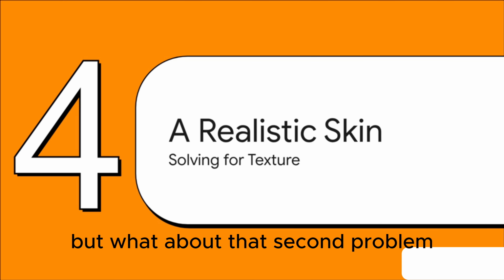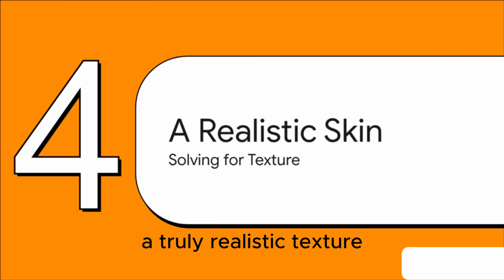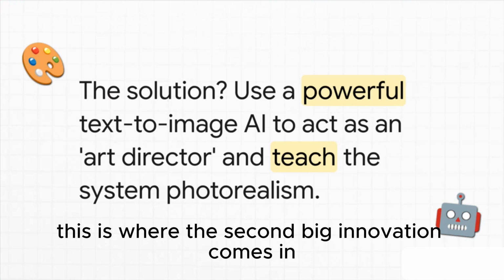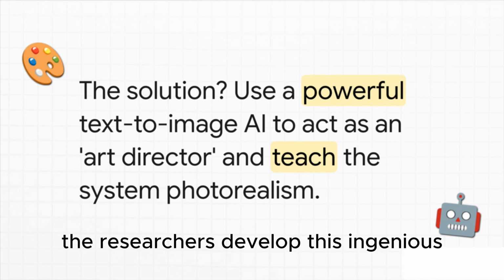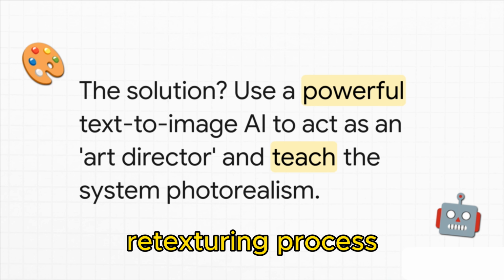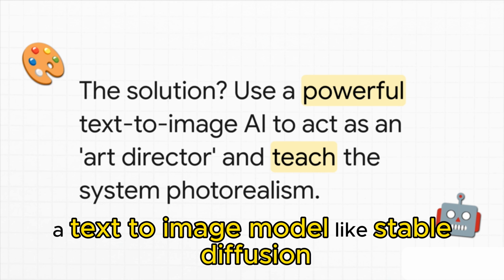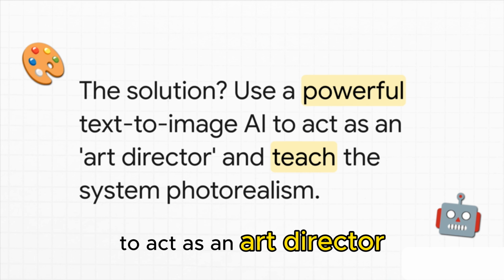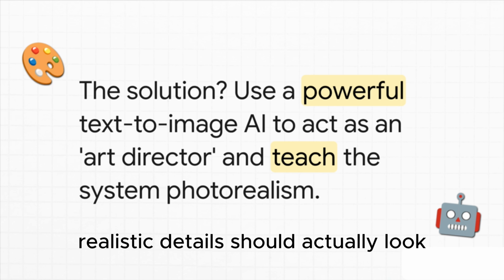But what about that second problem, the cartoonish color? How do we give this perfect shape a truly realistic texture? This is where the second big innovation comes in, and this part is really clever. The researchers developed this ingenious retexturing process. They essentially use another powerful, pre-existing AI, a text-to-image model like Stable Diffusion, to act as an art director, teaching the system how photorealistic details should actually look.